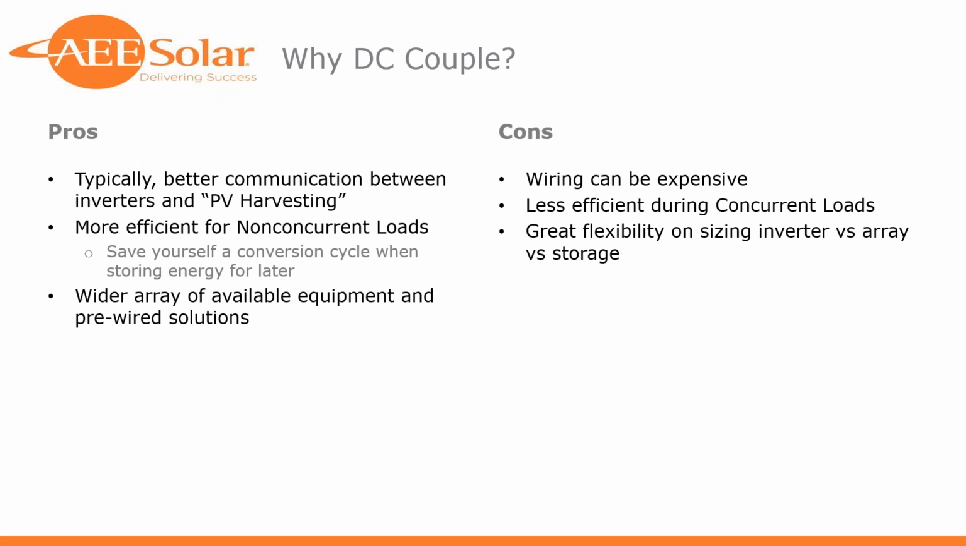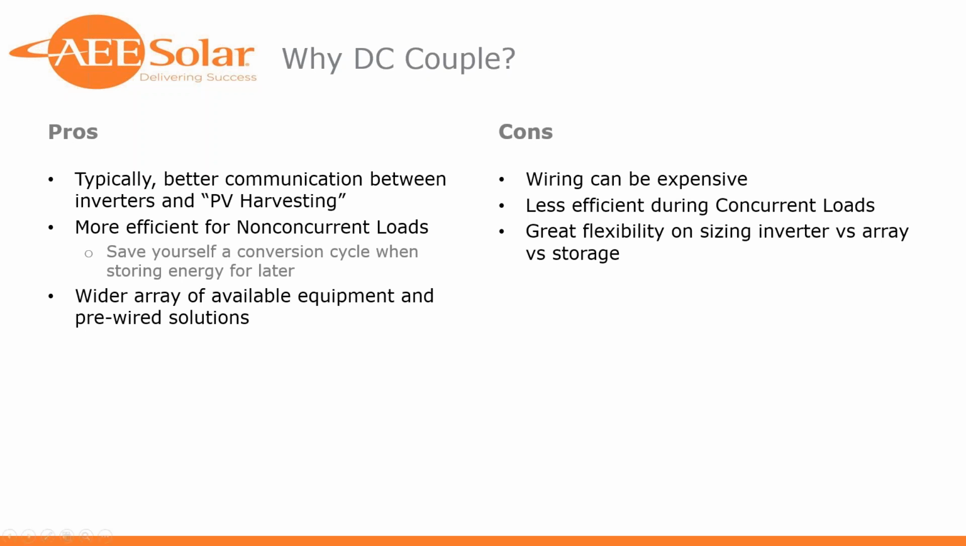This should actually be a pro. So this ended up in the wrong column, but greater flexibility on sizing the inverter versus the array versus the storage. So in a DC coupled system, you've got more options, let's say, for having different sized arrays and inverters and storage. A lot less flexibility on the AC coupled side.